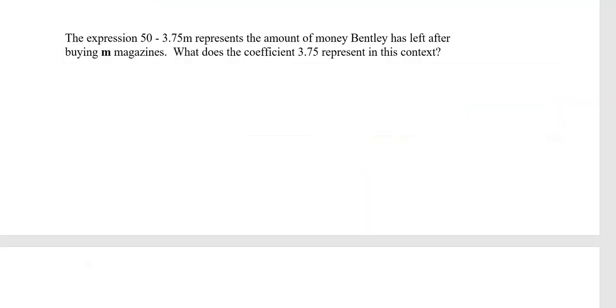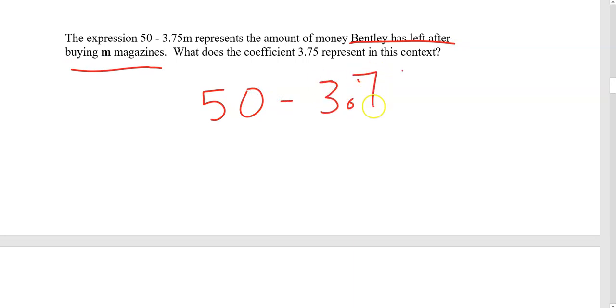All right, and here we have an expression, and there were two questions on this. One was asking us what the 50 represents, and the other asked us what the coefficient represents. But this one says it's the amount of money Bentley has left after buying M magazines. So he was buying M magazines. So I know that that's what M stands for, magazines, but they don't tell us anything about 3.75 or 50, what it means. They just want us to kind of figure out based on this expression here.